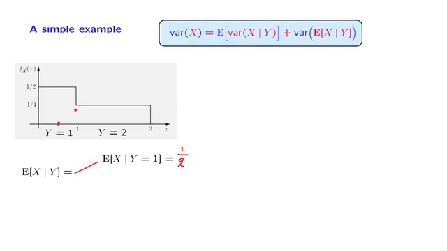What is the probability of this happening? The probability that y is equal to 1 is the area under the PDF in this range. And since the height of the PDF is 1/2, this probability is 1/2.